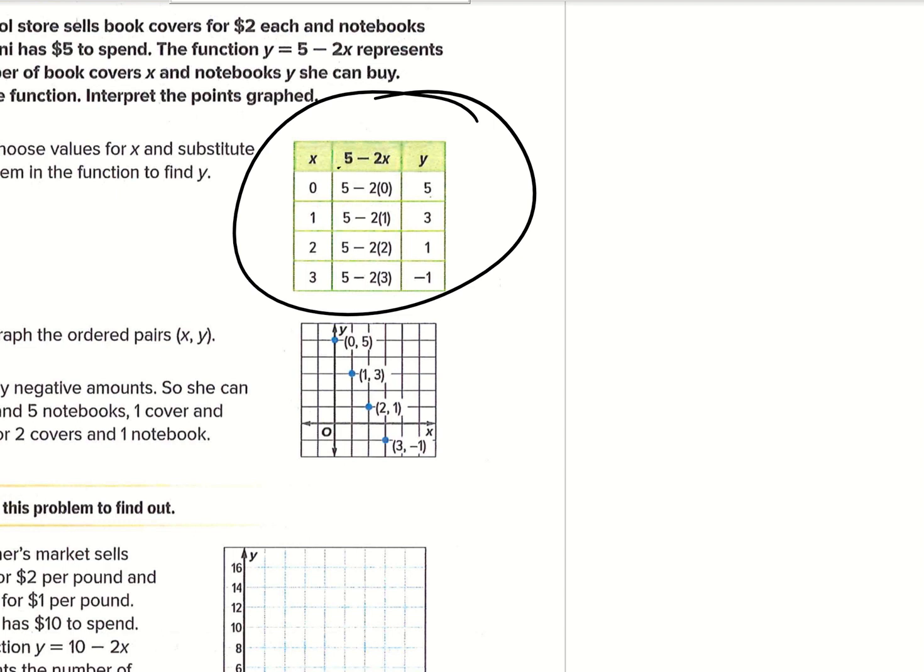And then all they do is take that equation and plug in their x value each time for x in their equation. And then whatever their solution is, once they simplify that expression, that's what they put in for y. So for example, this first one, they've got 5 minus 2 times 0. 2 times 0 is 0. So then we're left with 5 minus 0, which equals 5. They do that for all 4 through here. And that's how they do the table on that one.